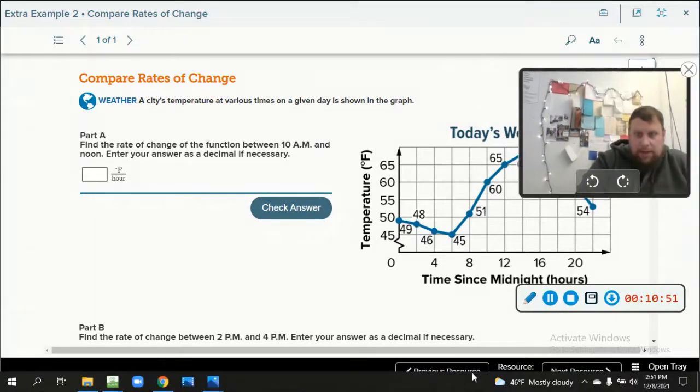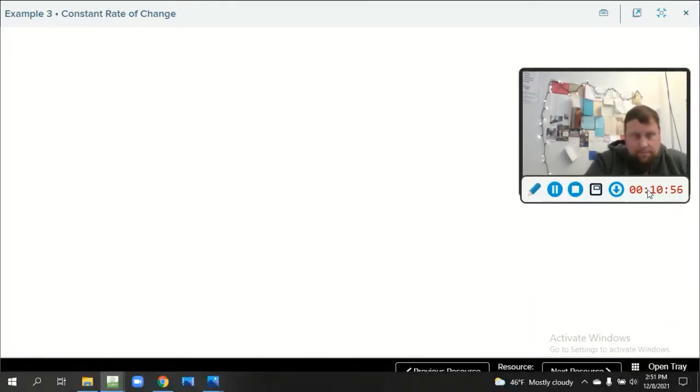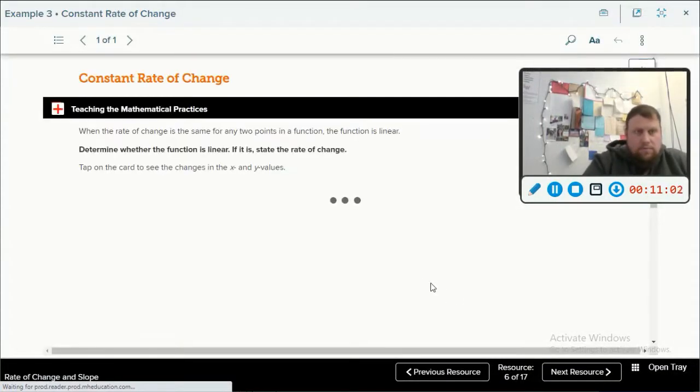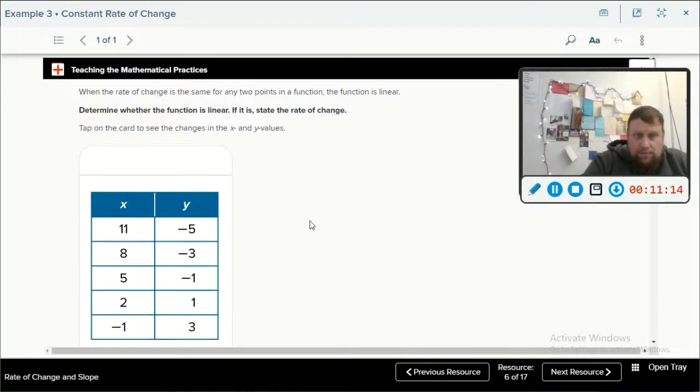Bring my picture back into play. Will I have to move it in? Let's find out. When the rate of change is the same for any 2 points in a function, the function is linear. So if the rate of change is the same for 2 points, then it's linear. Determine whether the function is linear. If it is, state the rate of change. Okay?